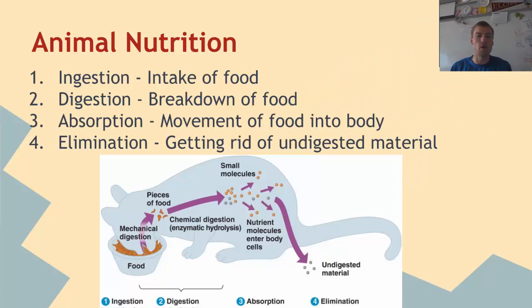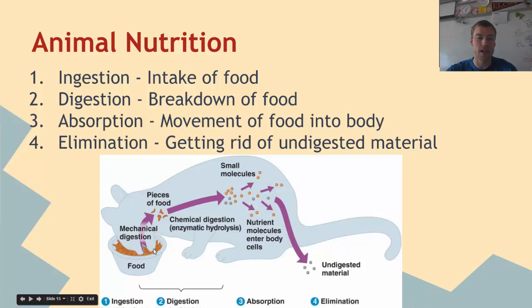So, there are four main steps to animal nutrition. Number one is ingestion, or the intake of food. Number two is digestion, which is breaking down the food. Number three is absorption, which is the movement of the food into the body. And finally, elimination, or getting rid of the undigested or unabsorbed material. And you can kind of see the general steps of that.